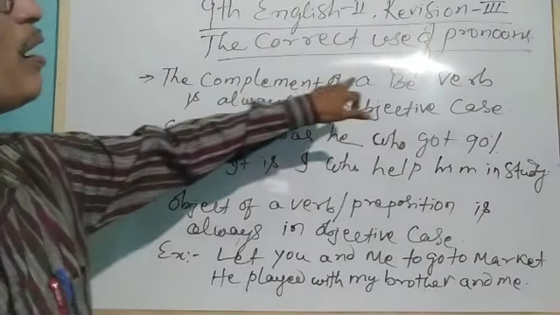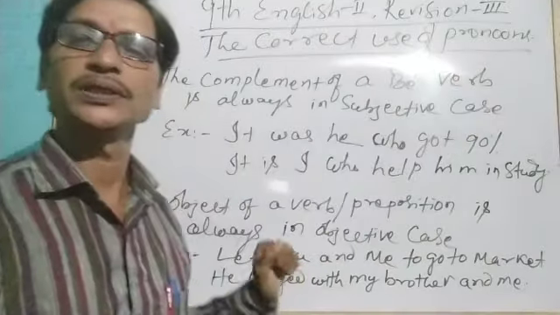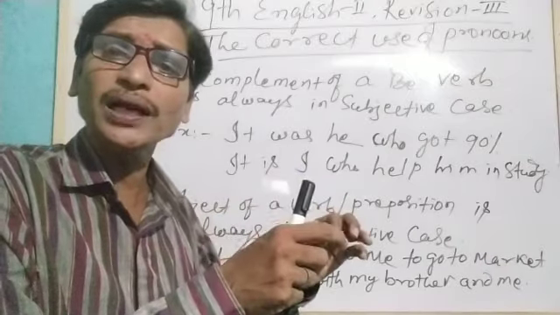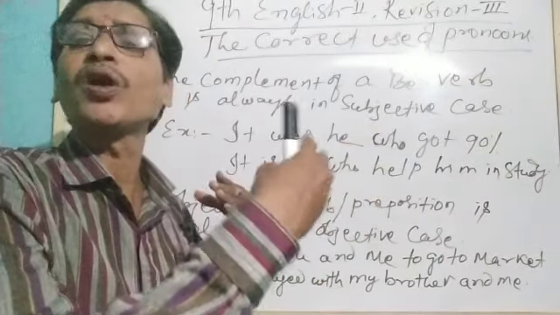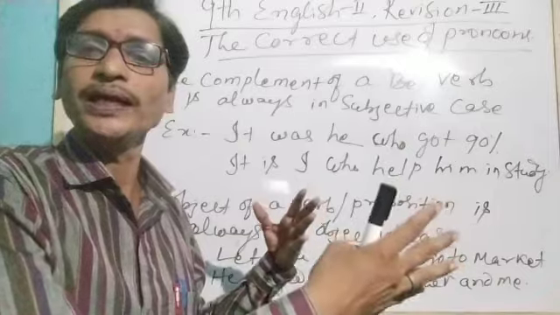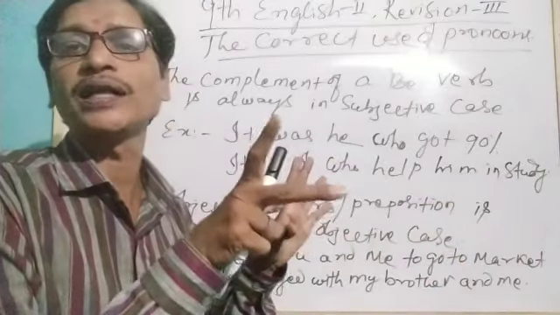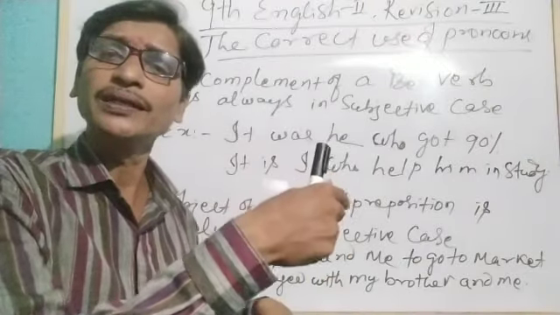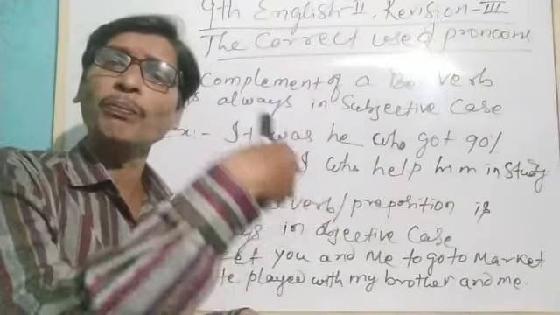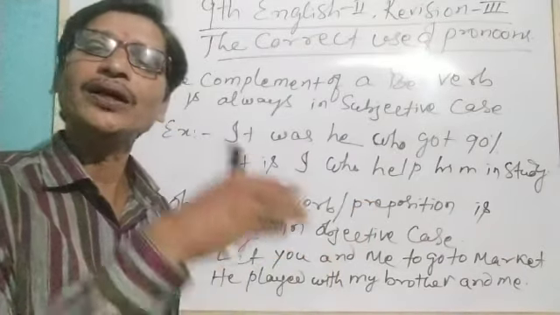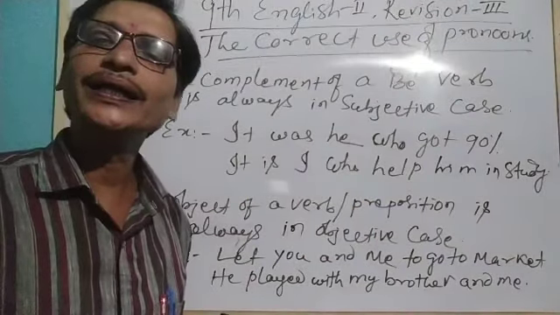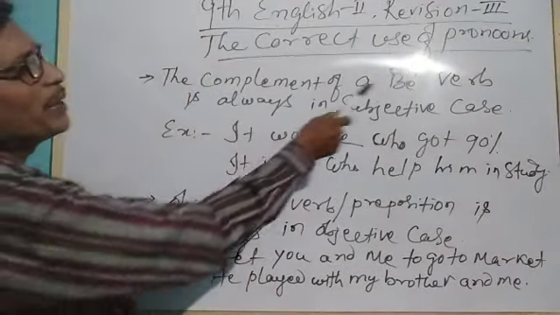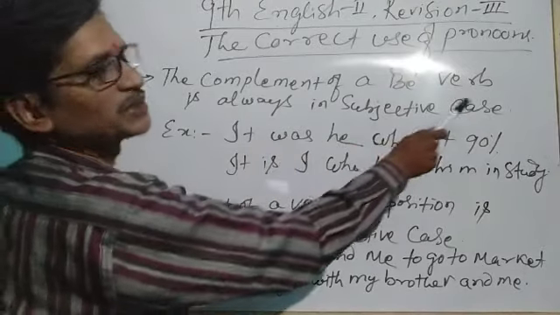The complement of a be verb. Complement of a be verb. Complement means some words which, if we don't write them in our sentence, the sentence is incorrect, incomplete. To complete it we must have some words in our sentence. So if any pronoun comes after the be verb and functions as a complement, then it often should be in subject case. Okay, you see, the complement of a be verb is always in the subjective case.